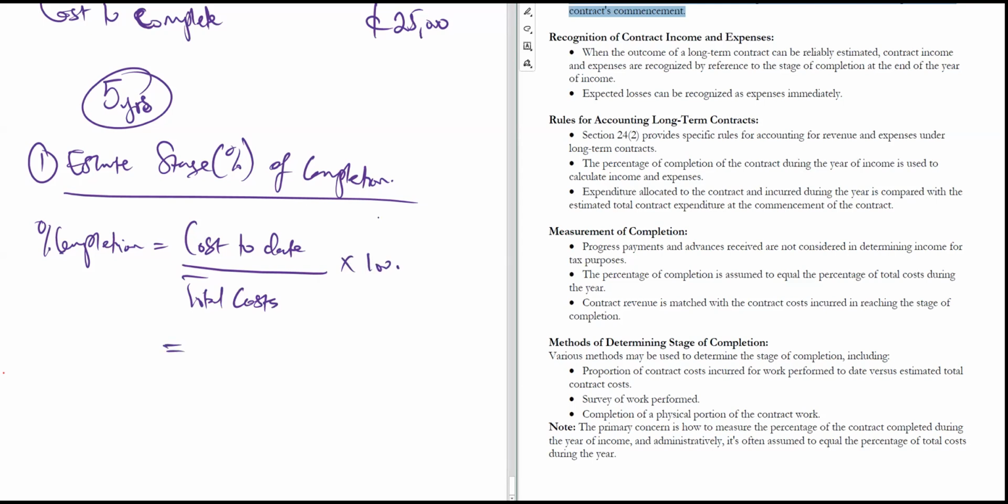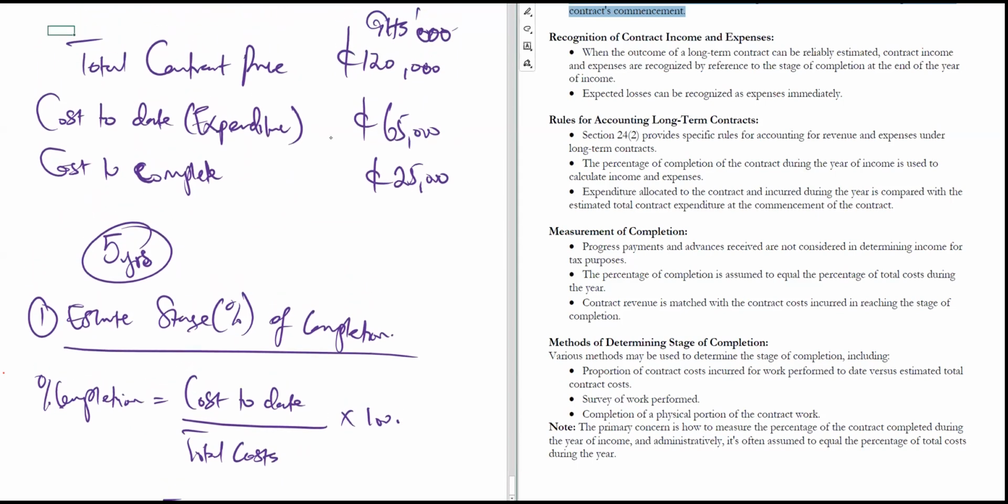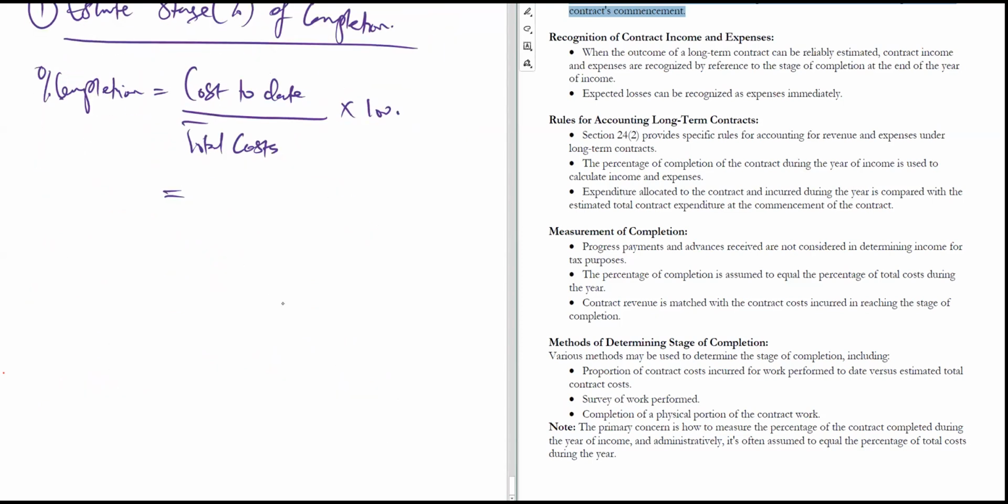So when we go to our example, what's the total cost? We know that we must incur a total cost of 90,000, right? That's our cost to date plus cost to complete. That gives us our total cost. So we are saying as of now, we have spent 65,000 out of a total cost of 90,000 we are supposed to spend, right? Times 100.